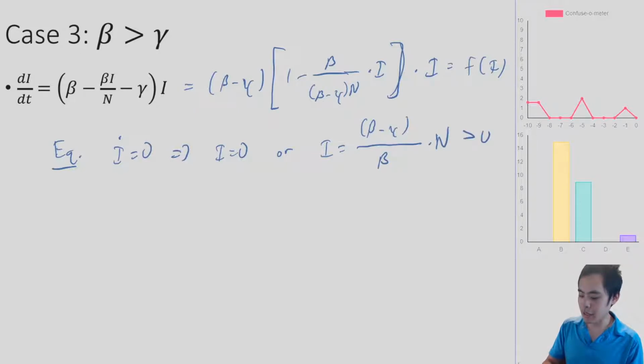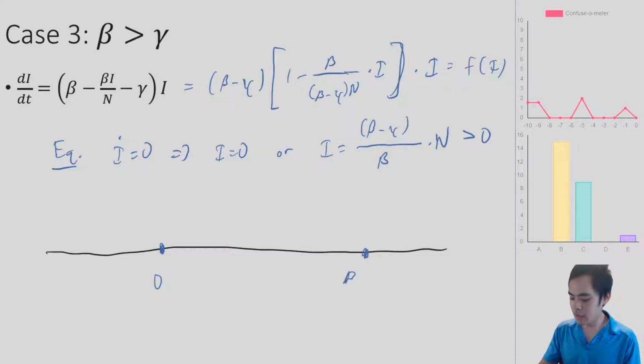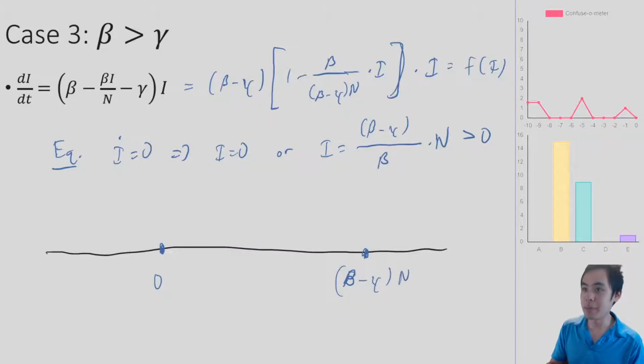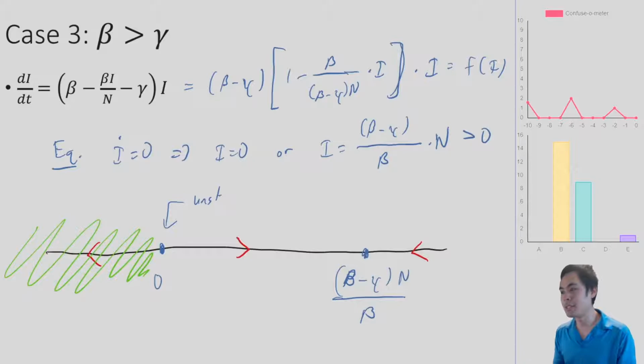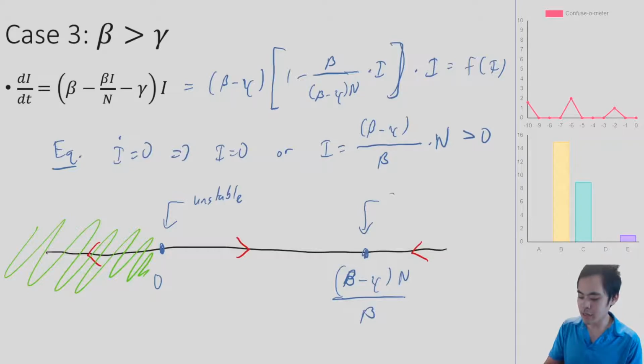And when we solve this phase diagram, we actually get not so great behavior. So we get beta minus gamma n over beta. And when you look at the sign analysis, what you get is that that's unstable and this is stable. Again, we don't care about this, but in this case, the other equilibrium is positive, and so we do care about it. And so we end up with an unstable equilibrium at 0. We don't want the disease-free equilibrium to be unstable, but it is in this particular case. And we have an asymptotically stable equilibrium here at beta minus gamma n over beta.